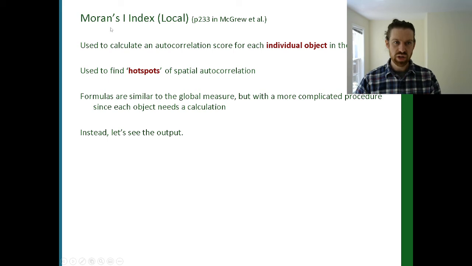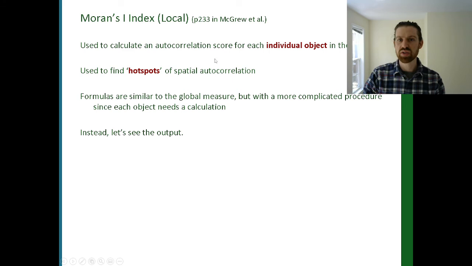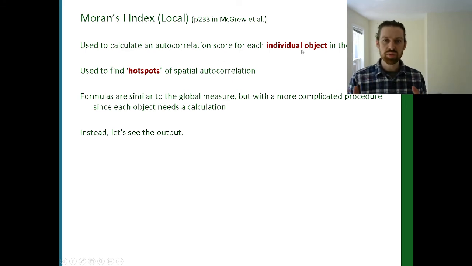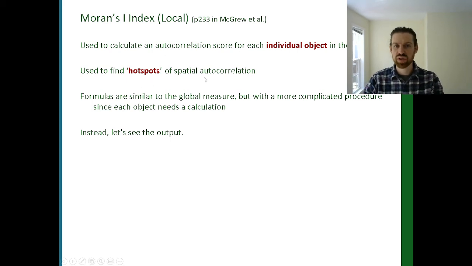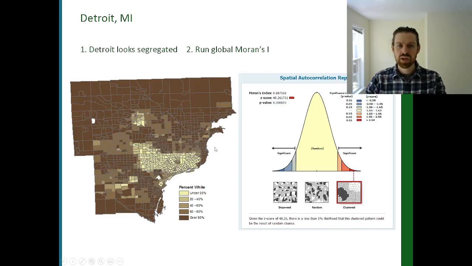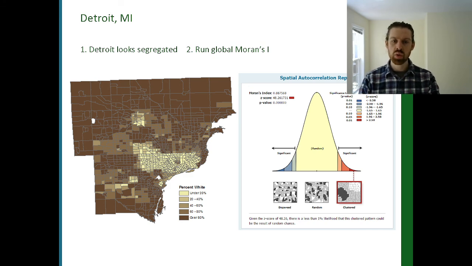We're going to do that within ArcGIS and let the computer do the heavy lifting for us. We can also calculate Moran's I at the local level, so we can use it to calculate an autocorrelation score for an individual, whether that's an object, an entity, a person, an area, whatever, and then use it to find hotspots of autocorrelation. Let's see the output. This is the classic example looking at residential segregation within the United States. Within GGS there are faculty members who are experts in quantitatively assessing community segregation through this type of data.